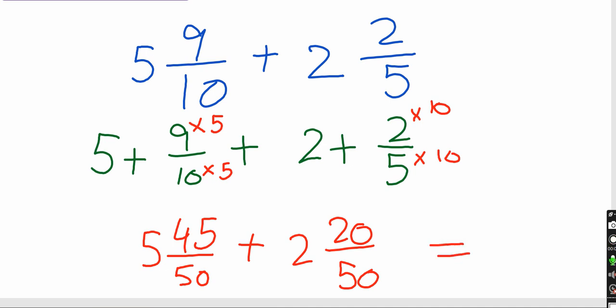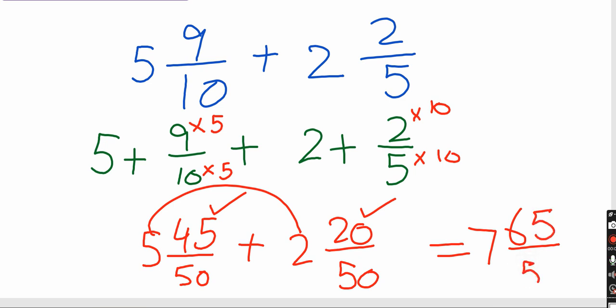Okay. Now we have the same denominator. Then what will we do? 5 plus 2 is 7. 45 plus 20 is 45, 55, 65. 65 by 50. It will be 7 whole 65 by 50.